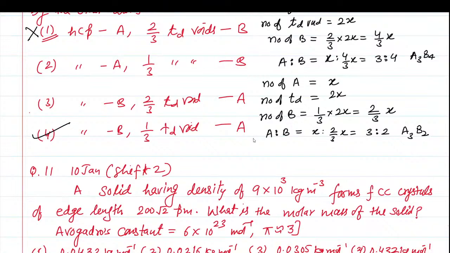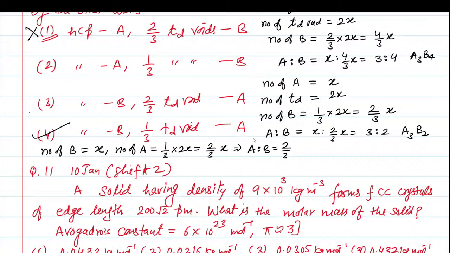Why? Because the number of B, take it as x. The number of A is 1/3 of tetrahedral voids. So 2 by 3x, that is A is to B is 2 by 3x is to x, that is 2 is to 3. Formula becomes A2B3. Got it? That means the fourth option is correct.